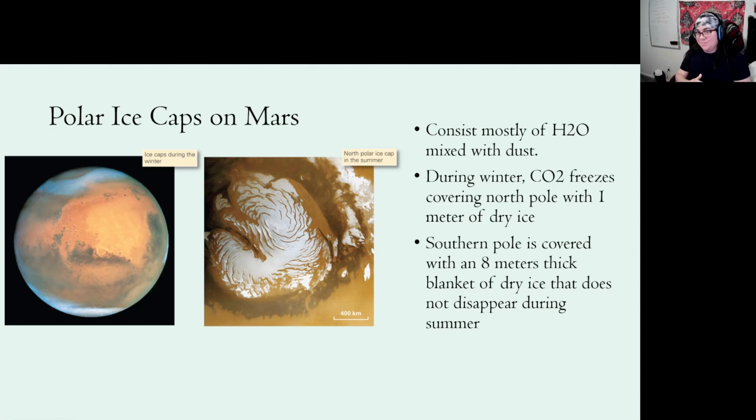Earth is not the only planet in our solar system which has polar ice caps. We also have polar ice caps on Mars. They consist of H2O as well, but it's mixed in with dust. During the winter, carbon dioxide freezes over the North Pole and covers it with around 1 meter of dry ice. The southern pole is much colder, and is covered by a blanket of 8 meters thick, which does not disappear during the summer. So Mars also has ice sheets.